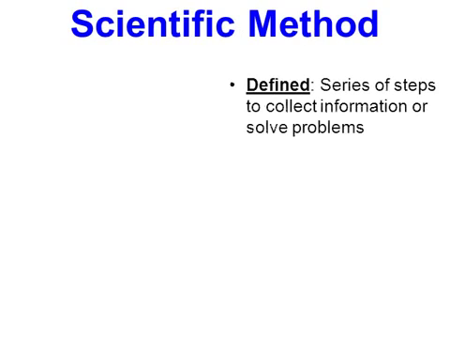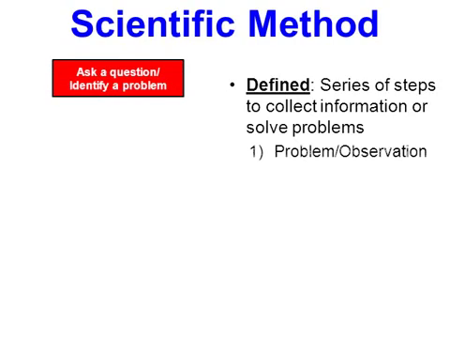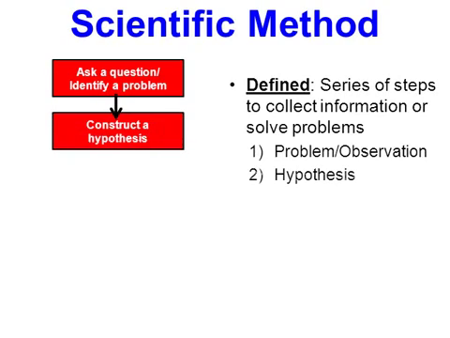So here we have the scientific method, a very general definition. It's a series of steps that we use to collect information and to solve problems. It begins with number 1, asking a question, identifying a problem, or making an observation. We're going to go through a fictional example of this in just a moment. But once you've identified a problem, that leads to creating a hypothesis.